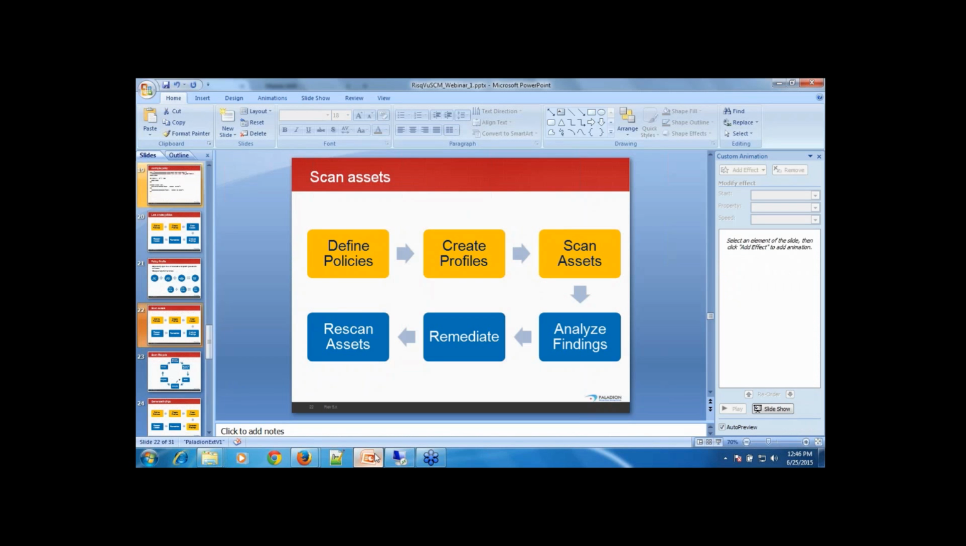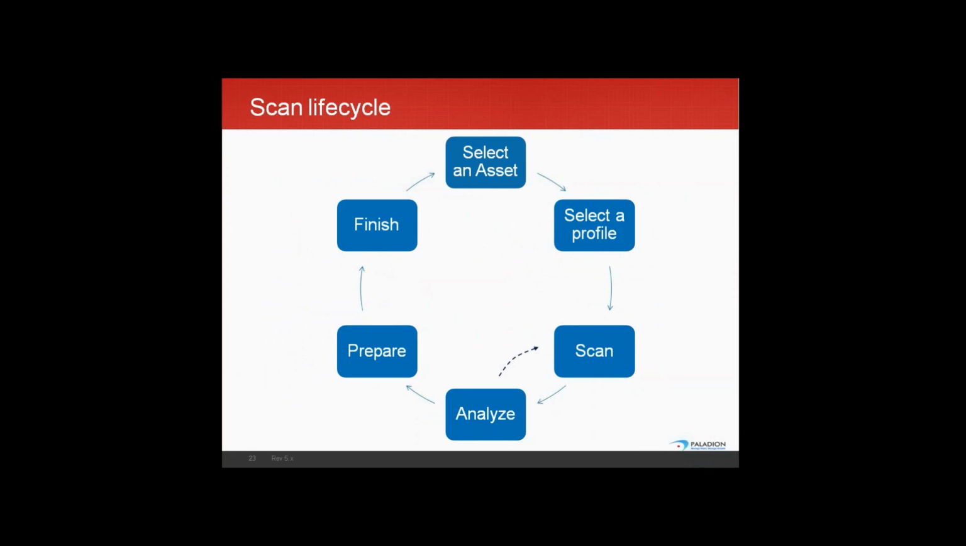Now, here is what the scan lifecycle is. We select an asset. An asset is nothing but an information processing node. It can be an operating system, database, or a device. We select a profile. A profile is basically a set of various policies which can be used to check in the asset. Then we scan the asset. Once the asset is scanned, we analyze the findings.